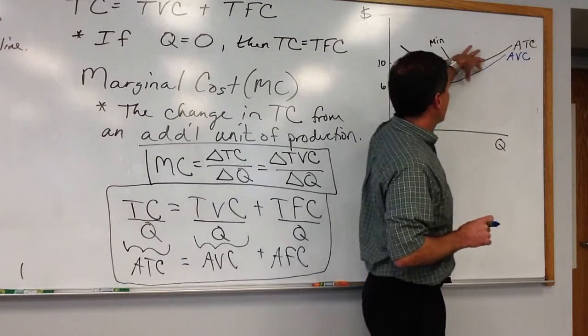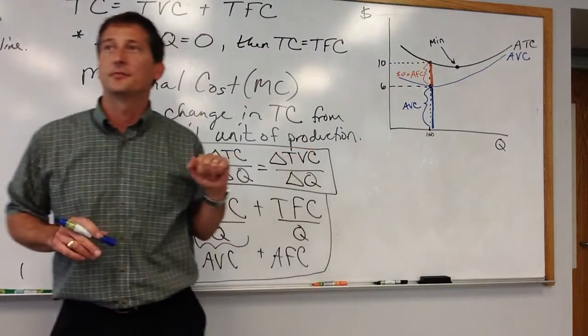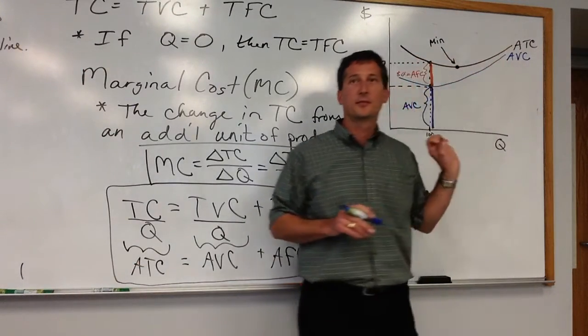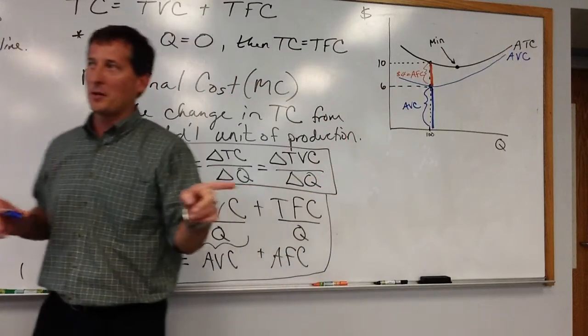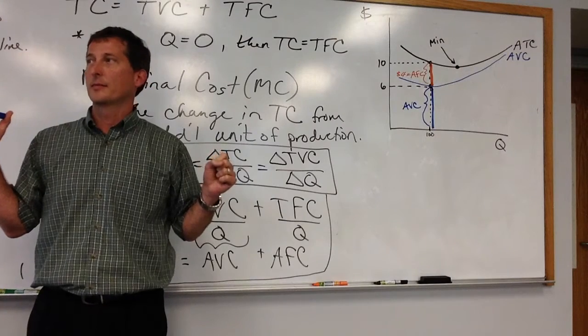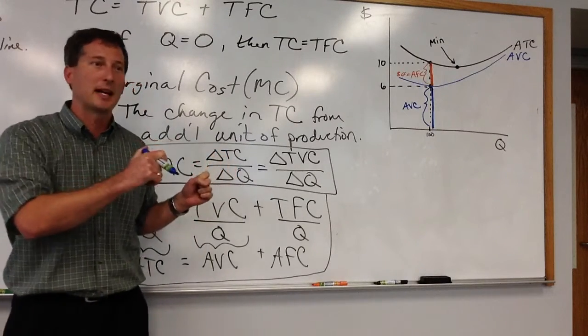Why is that distance, that vertical distance, narrowing? Nope, not marginal benefit. Caleb? Because your average fixed cost gets smaller as you produce more units. Good, good. Look back on your paper from the notes from last time.